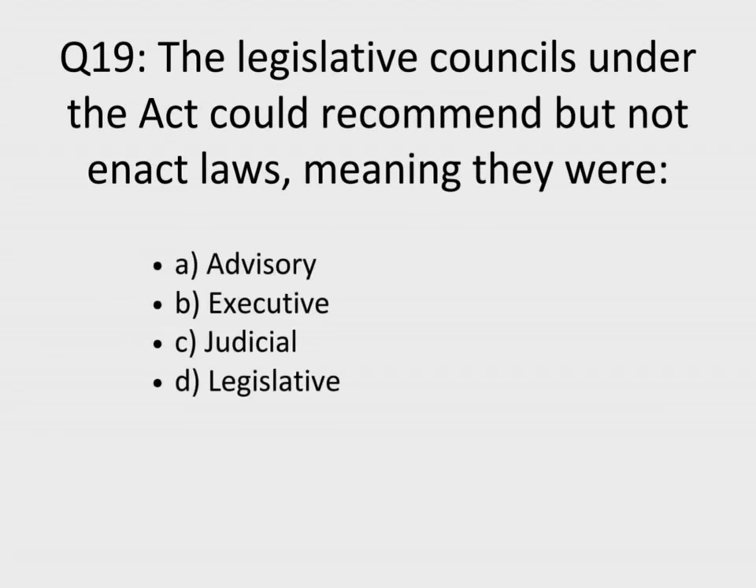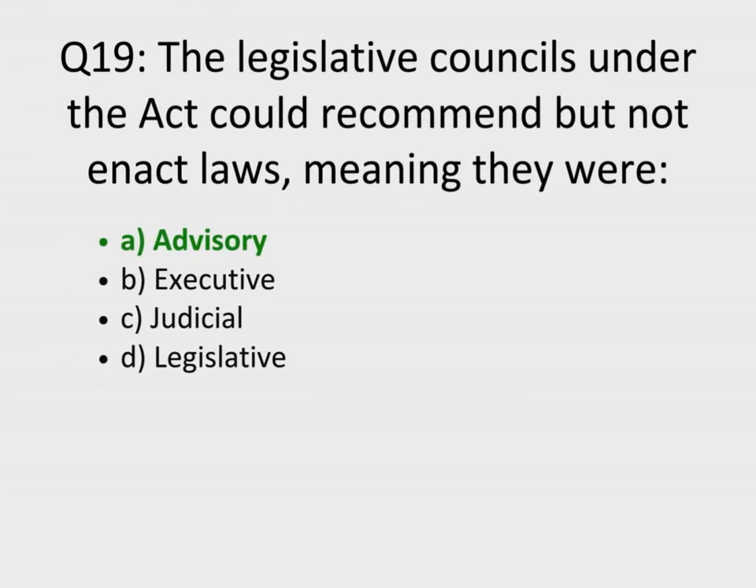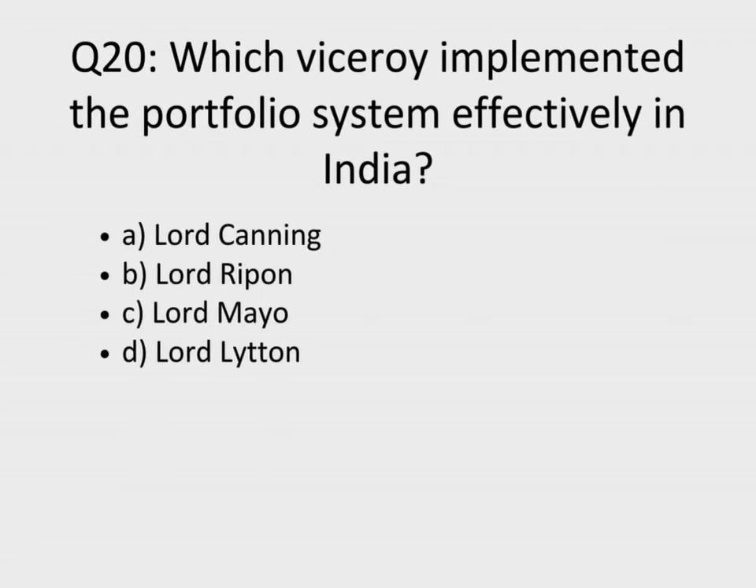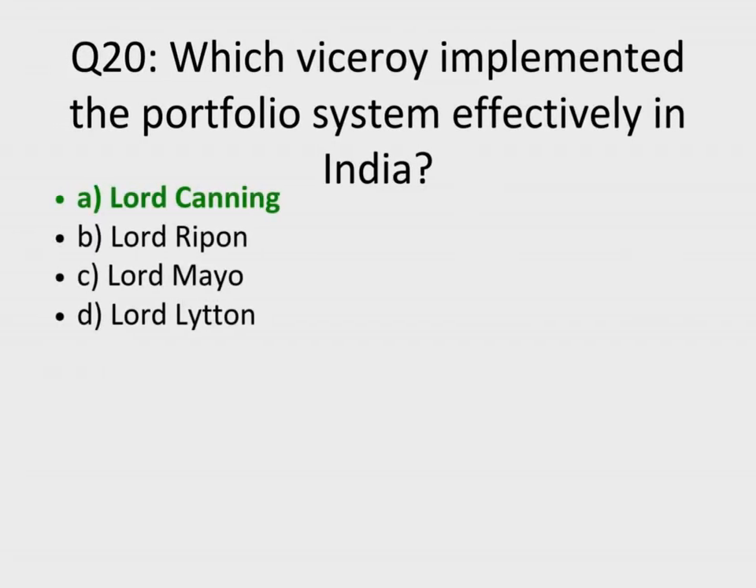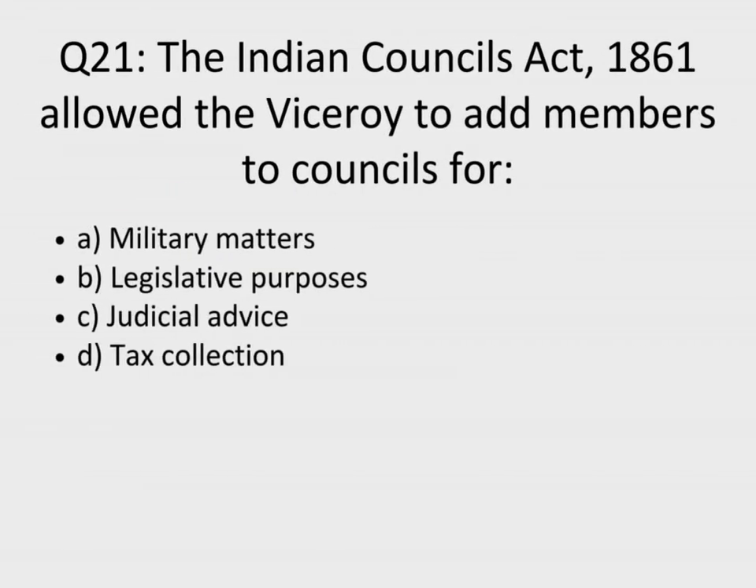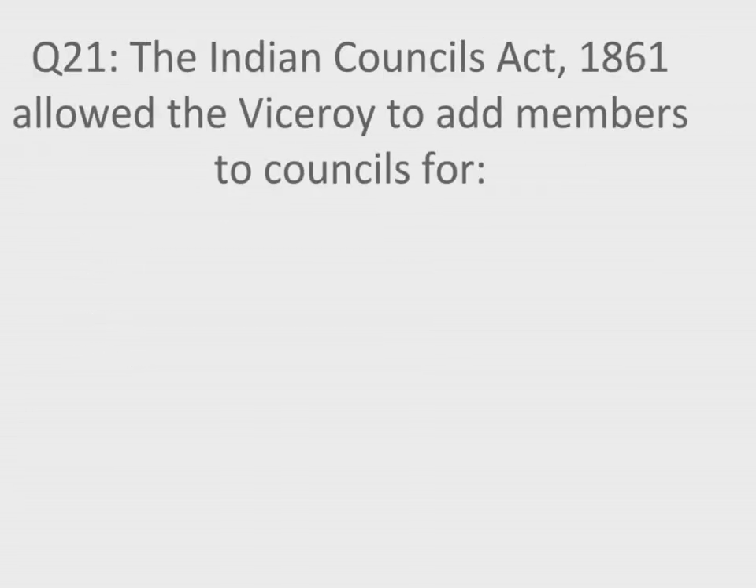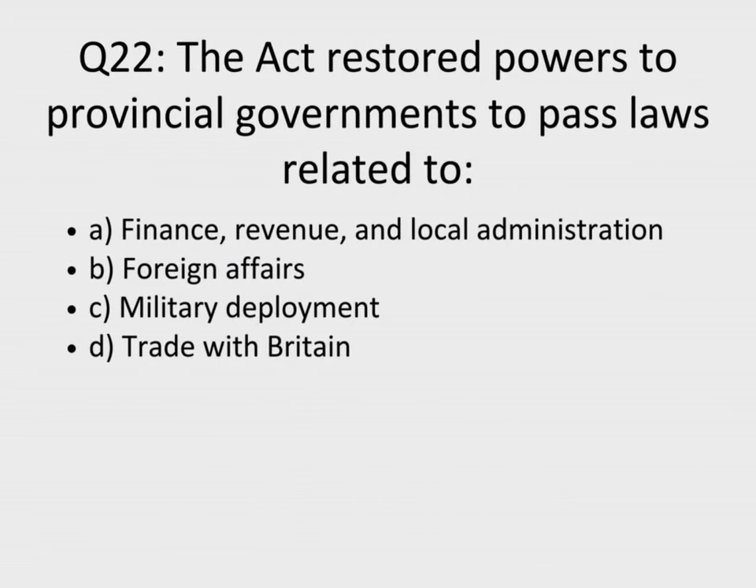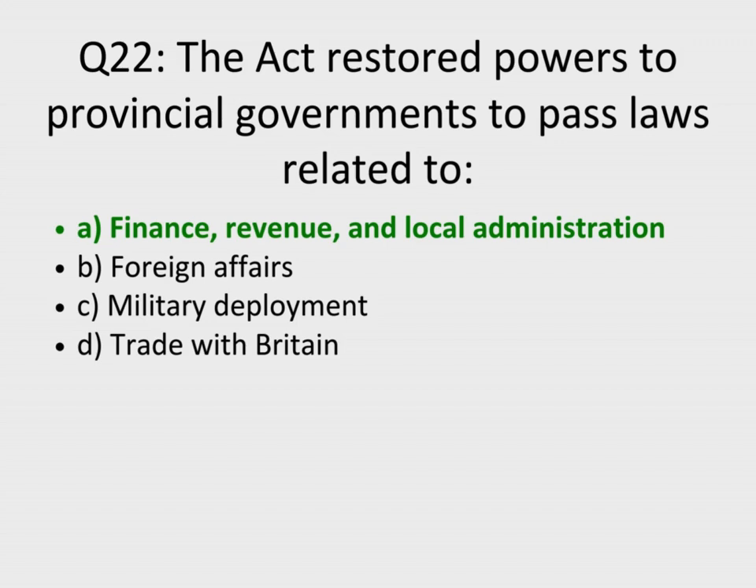19. The legislative councils under the Act could recommend but not enact laws, meaning they were. Correct answer, A. Advisory. 20. Which viceroy implemented the portfolio system effectively in India? Correct answer, A. Lord Canning. 21. The Indian Councils Act, 1861 allowed the viceroy to add members to councils for. Correct answer, B. Legislative purposes. 22. The Act restored powers to provincial governments to pass laws related to. Correct answer, A. Finance, revenue, and local administration.